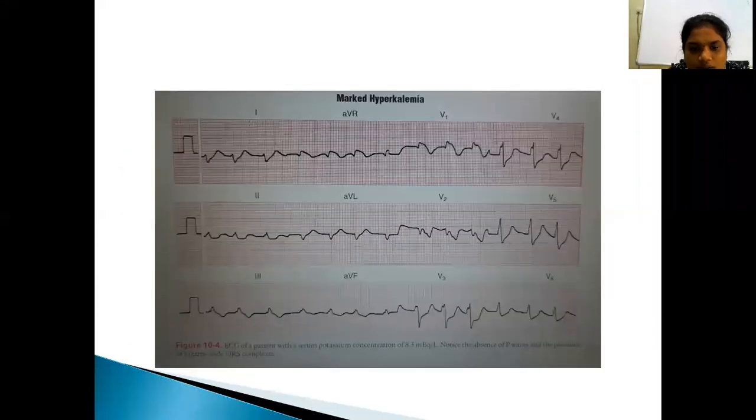So this is marked hyperkalemia. Here the serum potassium is around 8.5 milliequivalents per liter. See the complete absence of the P wave, and the widening of the QRS complex. This is the ECG of marked hyperkalemia: P waves completely disappeared, with widening of the QRS complex.